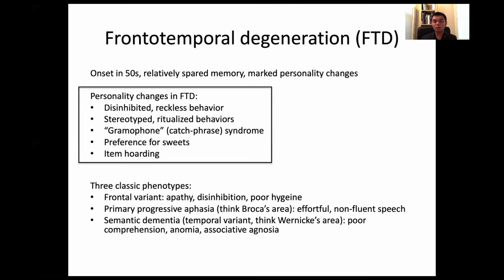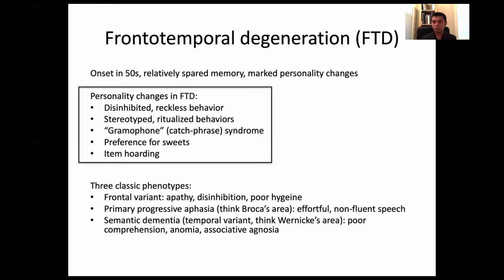The next two are going to be related to language primarily. The first one is going to be primary progressive aphasia. You'll have this effortful, non-fluent speech. So think of it as your FTD taking up shop first in Broca's area before spreading out.